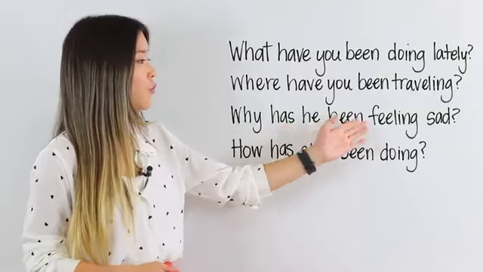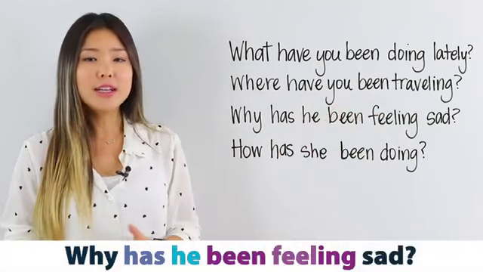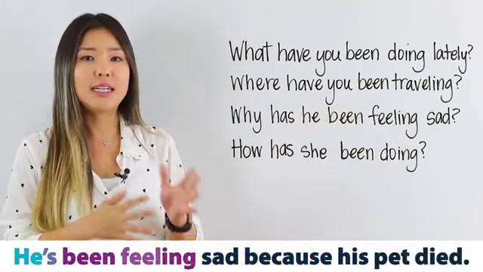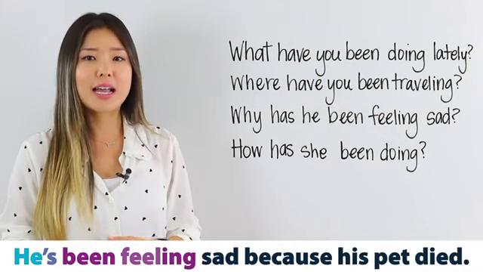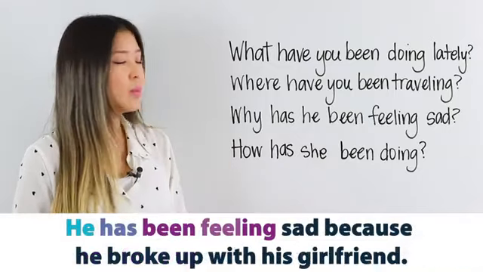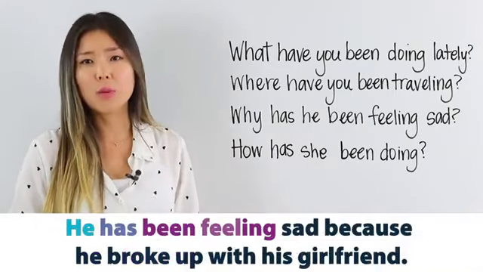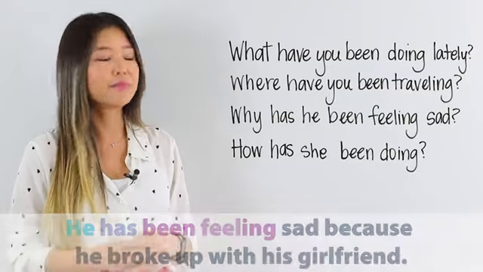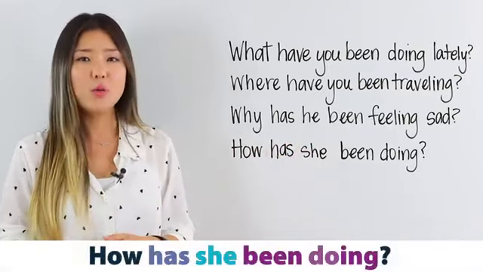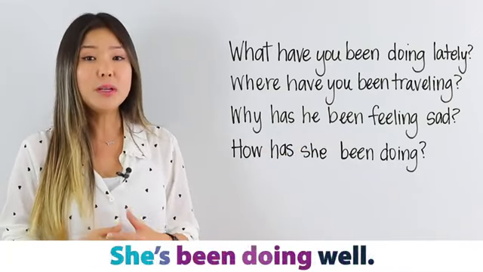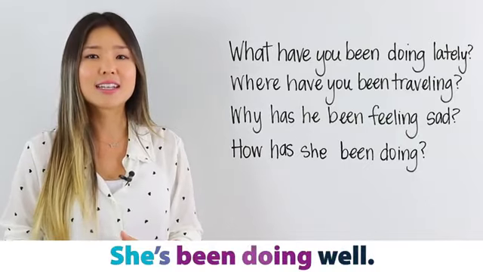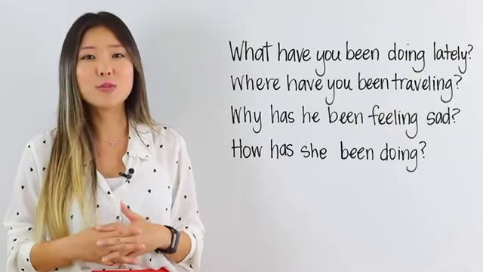Why has he been feeling sad? You can answer by saying, he's been feeling sad. That's the contraction for he has. He's been feeling sad because his pet died. Or he has been feeling sad because he broke up with his girlfriend. Something like that. And how has she been doing? How has she been doing? I can say, she's been doing well. She's is a contraction for she has. Great job, everyone. Let's move on.